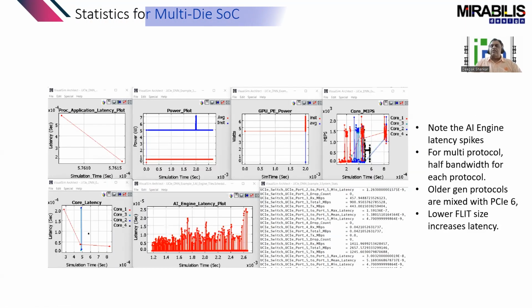What are the types of statistics? There's a variety of statistics. Of course, the UCIe stats are very important. For example, I'd be interested in seeing if any data is dropped. I can see what's the effective throughput I'm getting. Notice here, even though I set it to 32 gigatransfers per second, I'm effectively only getting close to 1 gigabyte per second. Big difference. This is on a port-to-port basis.